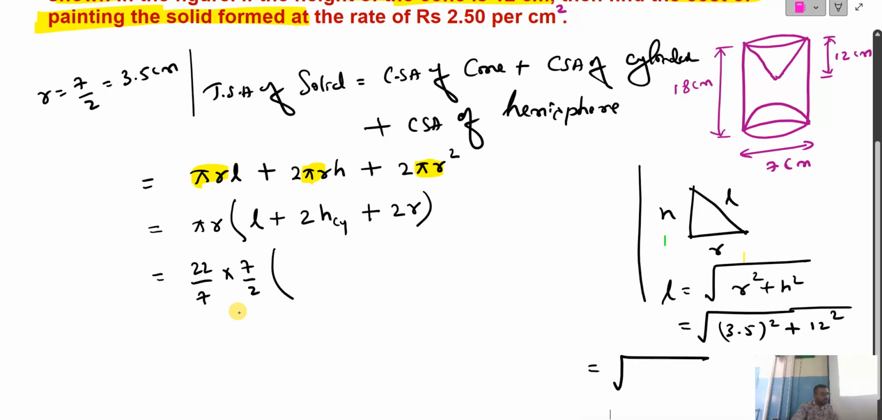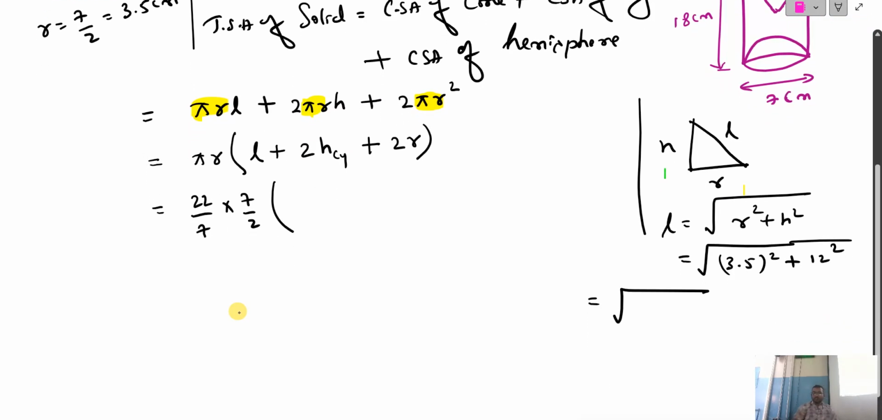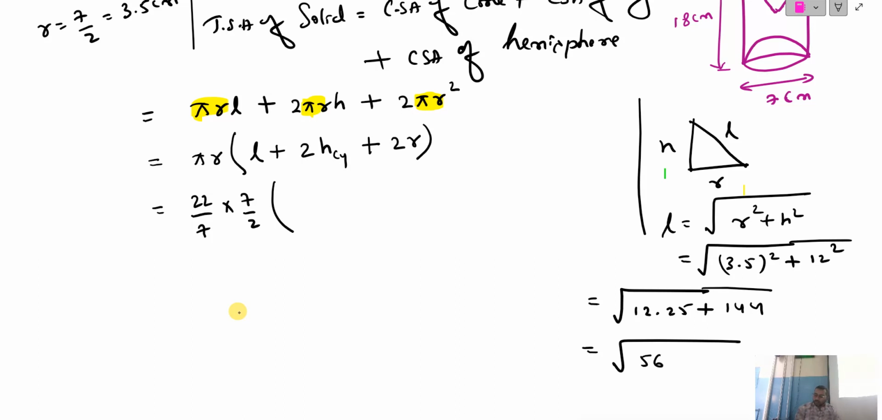So 3.5 whole square, what is the answer? Calculate fast. 3.5 into 3.5 is 12.25. 12.25 plus 12 square, 144, gives 156.25. Now I want to calculate the root of 156.25, right?